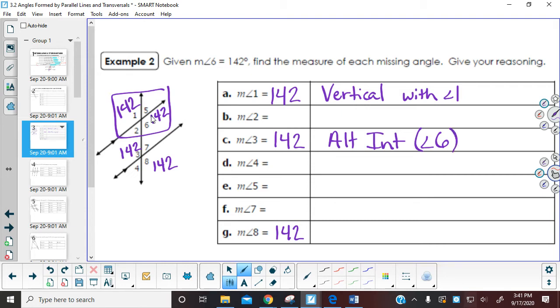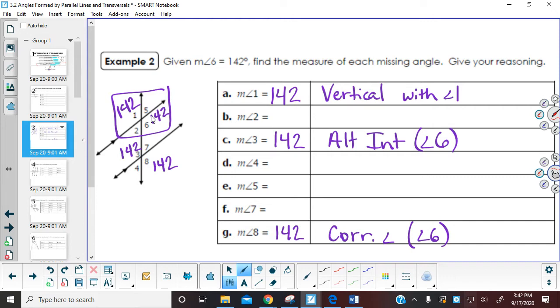Okay, you can say those symbols or abbreviations however you want, but alternate interior with angle 6. 3 and 8, again, those are vertical, but I could also say that angle 8 is corresponding with angle 6. So we have a lot of different options on how we can give our reasoning, but those numbers are going to be the same no matter what.